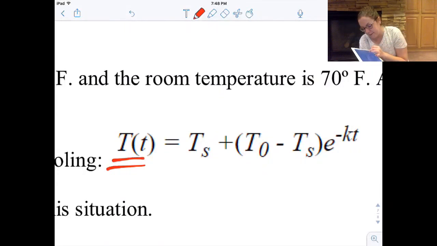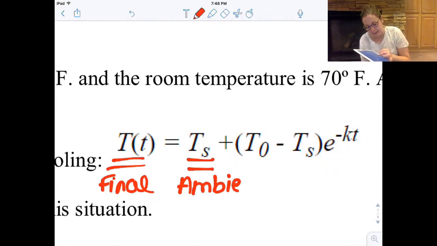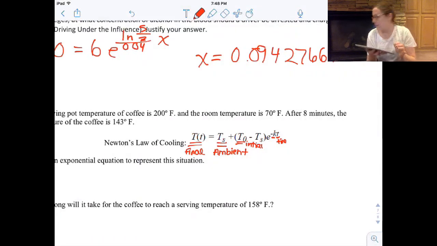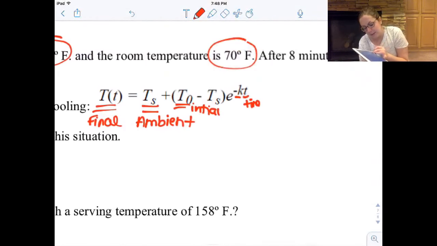So let's see what we know here to figure out k. So I know that my initial is 200, room temp is 70, and this is my final. So I would set up that 143 equals the ambient temperature plus the initial minus the ambient, e to the negative k times 8, because it's after 8 minutes. So that's my setup to find k here. So I'm going to subtract 70 from both. Well, first I can simplify this. 70 plus 130 e to the negative 8k.